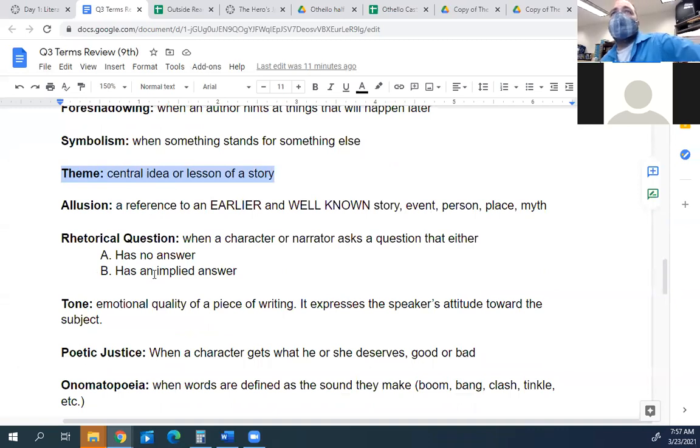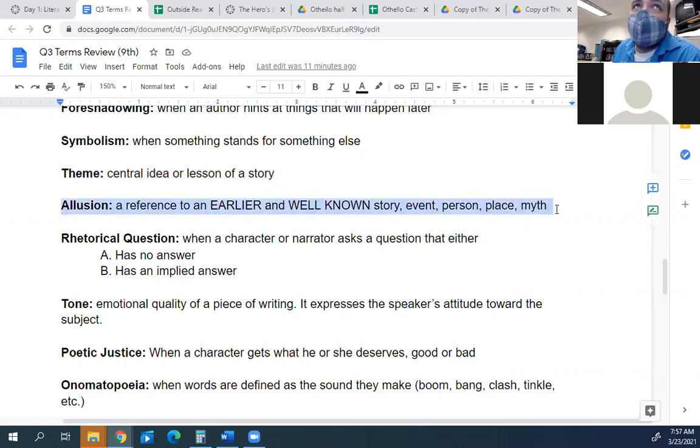Allusion is a reference to an earlier and well-known story, event, person, place, myth. Allusions in a Greek myth will be to, you know, like the Greek gods, or maybe to Hercules, or maybe to Theseus, or maybe to Arachne, or one of the other myths that we've read. There's not a ton of things that they can allude to because there's not a ton of written stuff that pre-exists Greek mythology. But in more modern texts, we have all kinds of allusions and references fairly frequently.